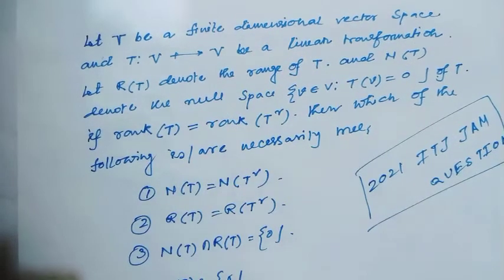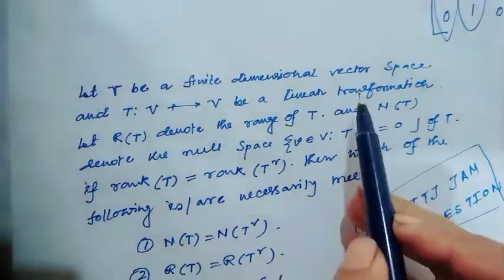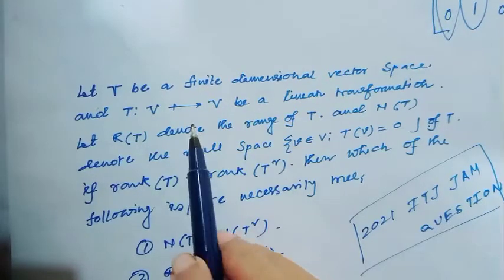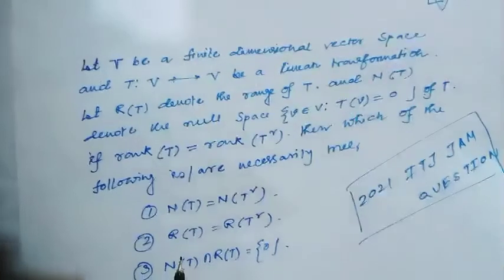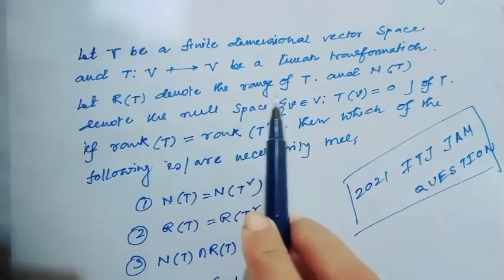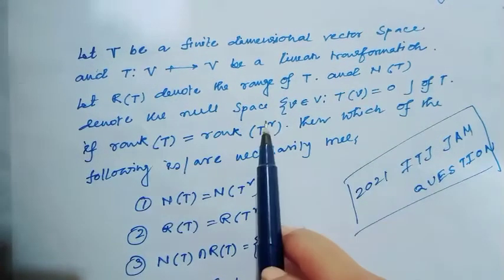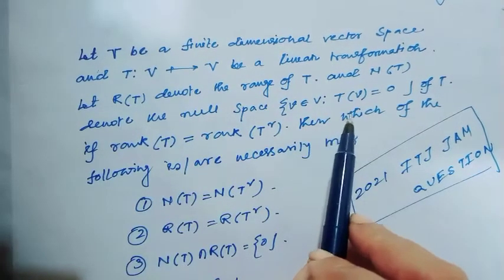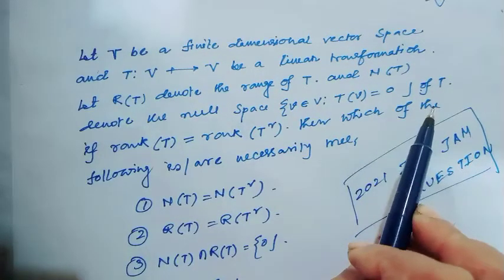2021 IIT JAM exam. The question is: consider V, a finite dimensional vector space, and consider a linear transformation T from the vector space to itself, and consider R(T) to denote the range space of T and N(T) to denote the null space, the set of V belonging to this vector space such that TV equal to 0 of the linear transformation T.